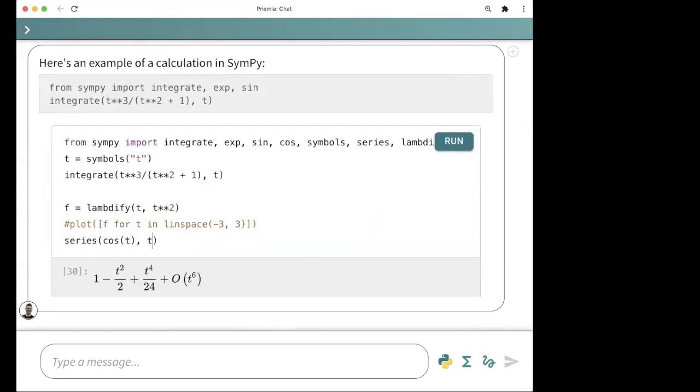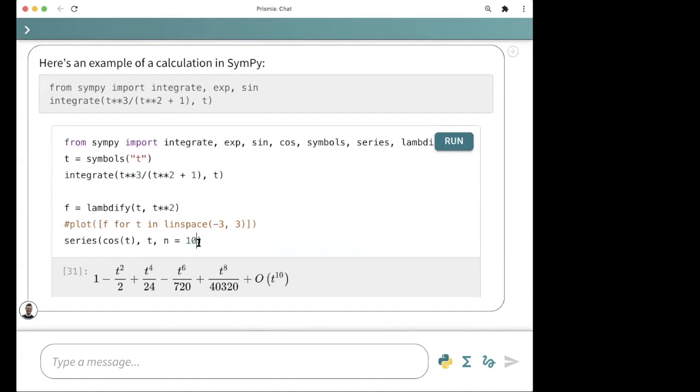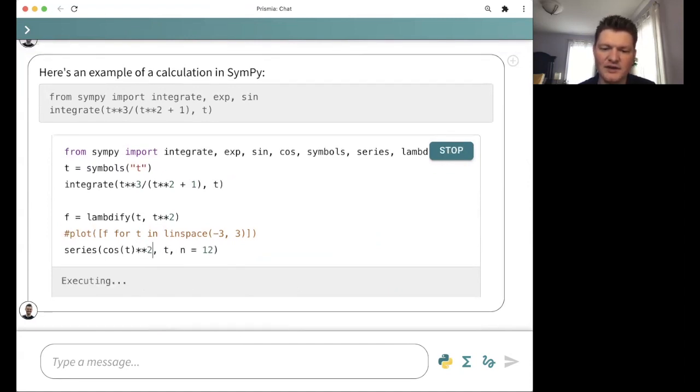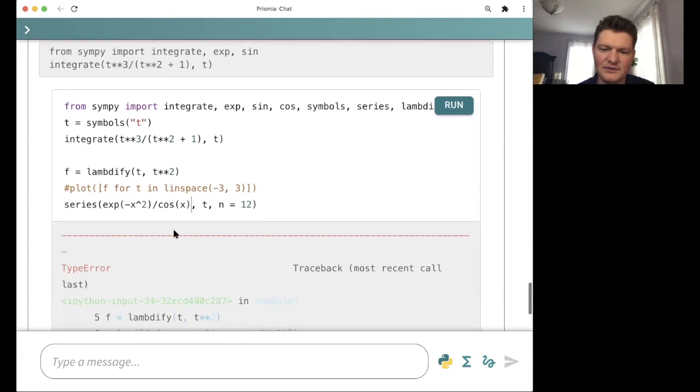With the n attribute, you can get as many. You can just ask for them on demand. If it's cosine squared you're interested in, SymPy is happy to do that, or e to the minus x squared or something, or over cosine of x, it'll do. Sorry, I keep switching between x and t.